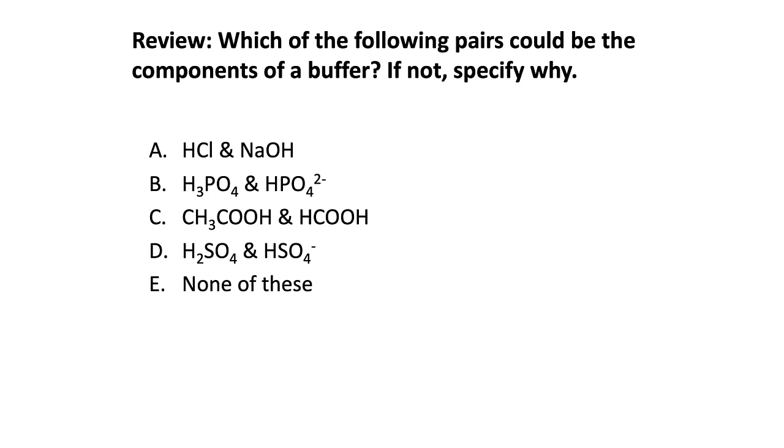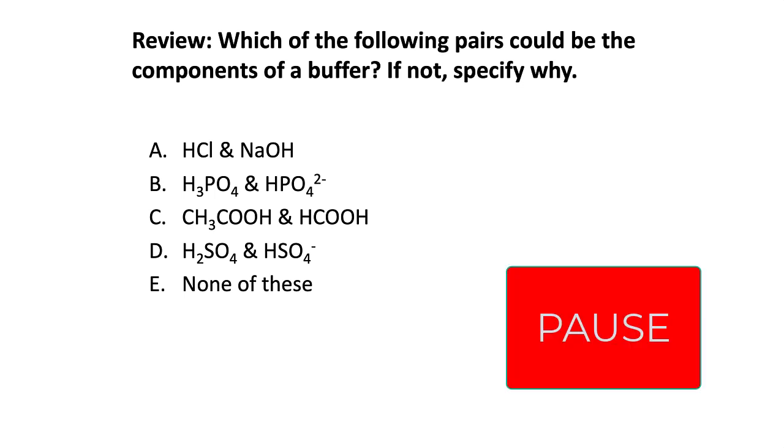Okay, so what we've looked at so far is that if we want to have a buffer, it's made out of a weak acid with its conjugate base. So of these, we may have some potential to make a buffer. Take a look at the following and go ahead and pause the video here, recall what we know about strong acids, strong bases, and conjugates, and decide which of the following could make up a buffer.